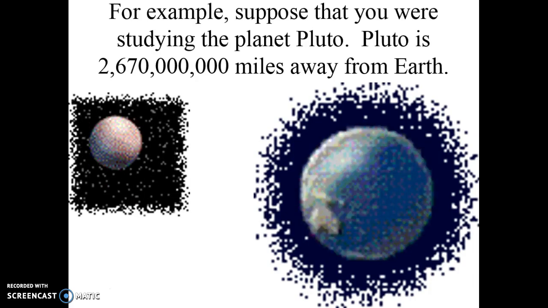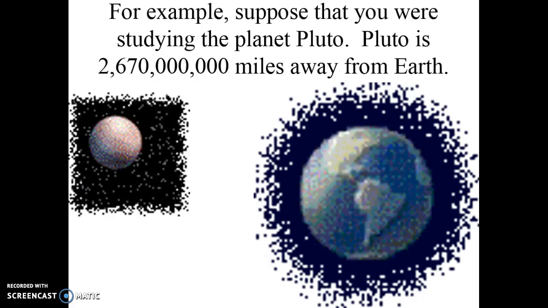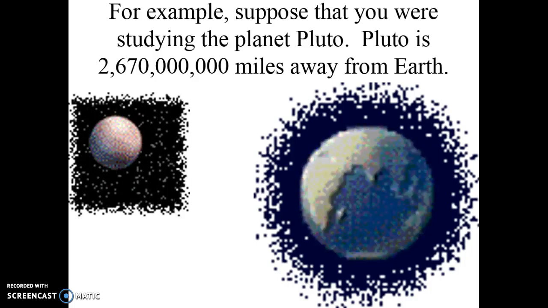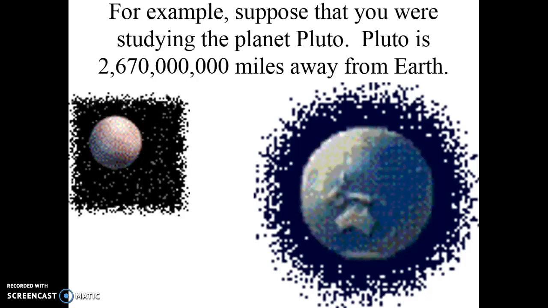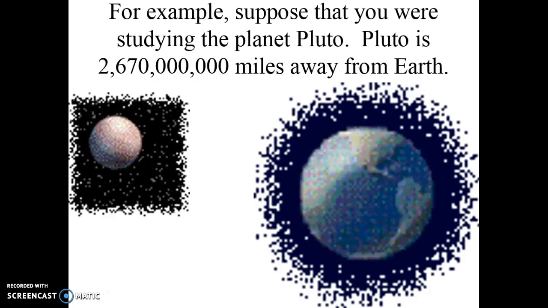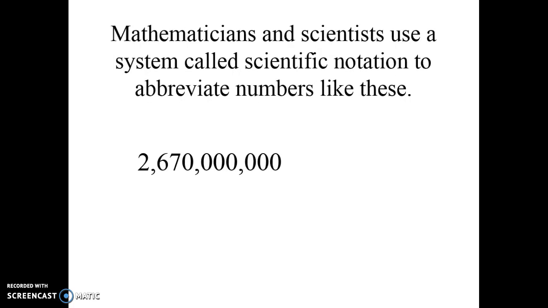So let's look at, for example, the planet Pluto, which isn't really a planet. Sometimes it is. Currently it's not. But let's say Pluto is 2,670,000,000 miles away from Earth. And you may not want to write out all those zeros every time. So what we could do is write it in scientific notation. So we would take this number and we'd abbreviate it to look like this, 2.67 times 10 to the 9th.